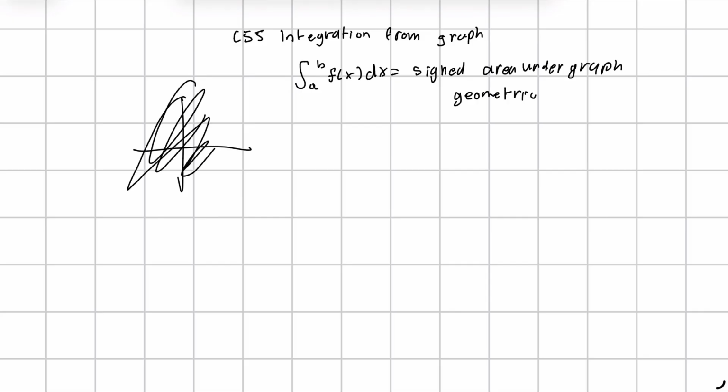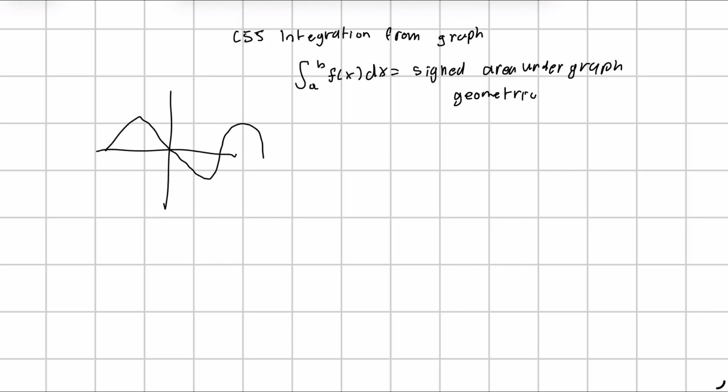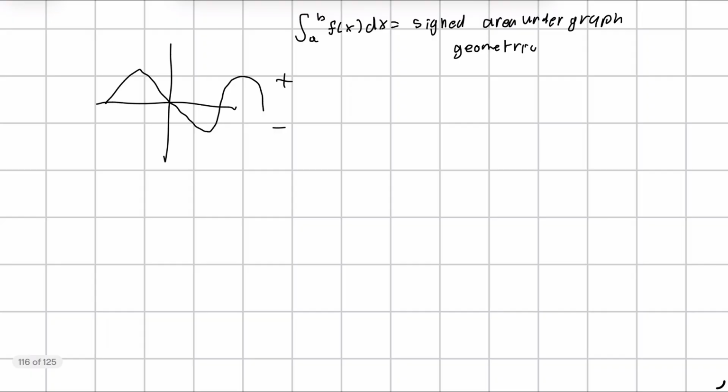Graph is going to be something like this, and then you can kind of just eyeball it. And you're going to break it up into shapes. So above the x-axis is obviously positive, below is negative, and you're going to add your signed areas. So let's say that, for example, we have f of x forming a triangle above the x-axis. So here is our triangle from x equals 0 all the way to 4.